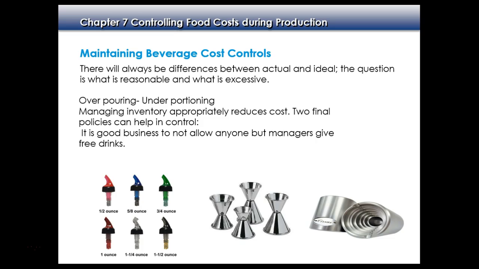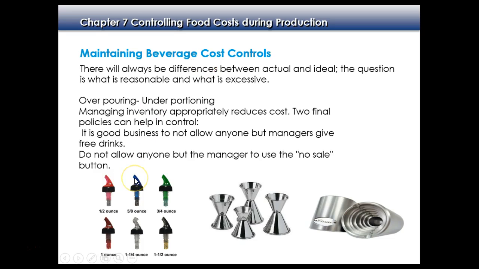So two other things to think about. A good business does not allow anyone but managers to give away free drinks. Some bar people will do that. They already know what the drink is. They're going to just tell the customer what the price is and pocket the money. Another way to make it look like they're putting the money in the register is using the no sale button. That usually just opens up their cash register to give change, but that also makes it look like maybe you did take the money and put it in there, and it also leaves the cash register open to have money being taken out.